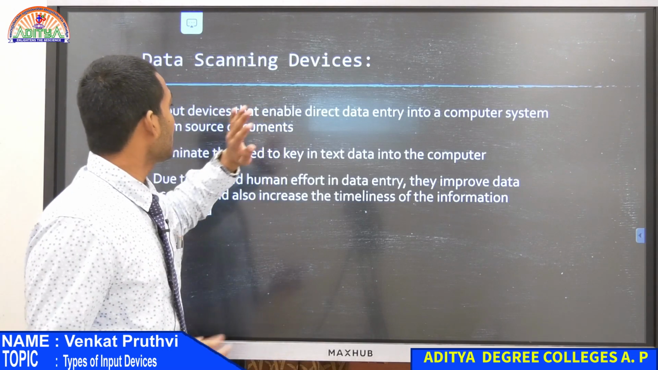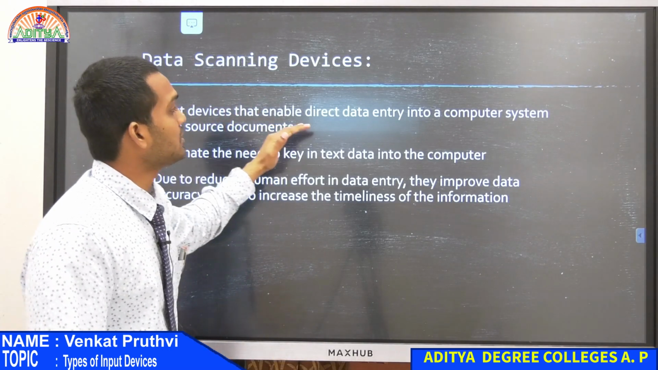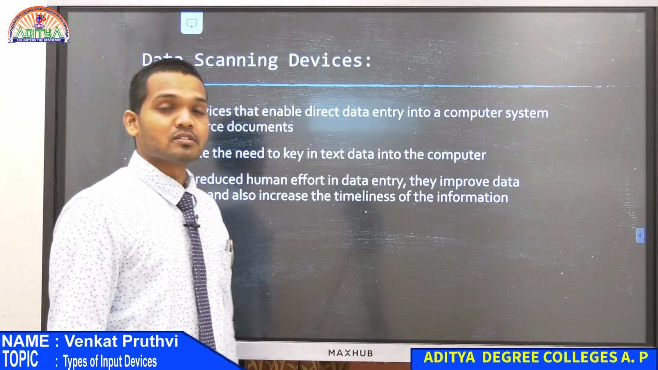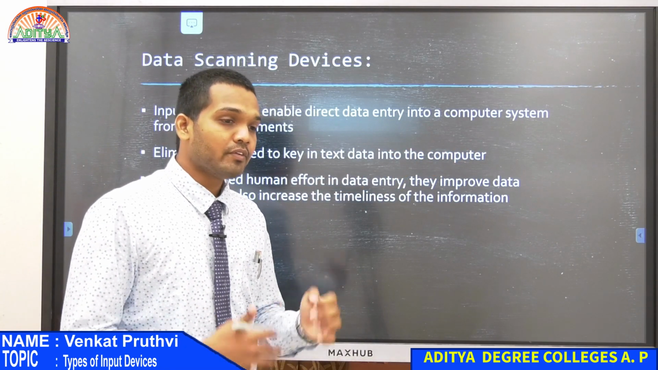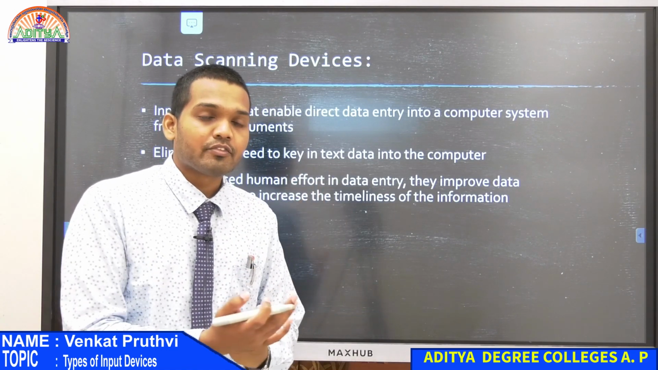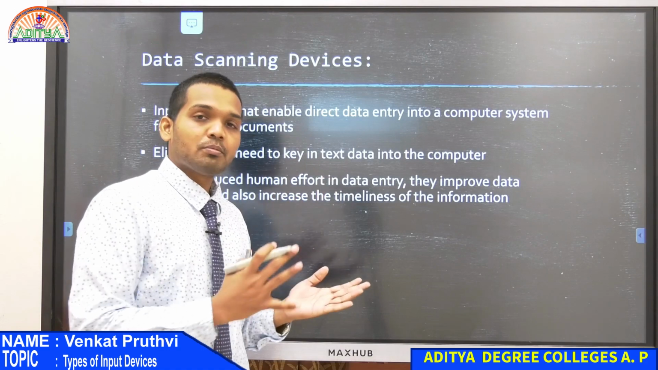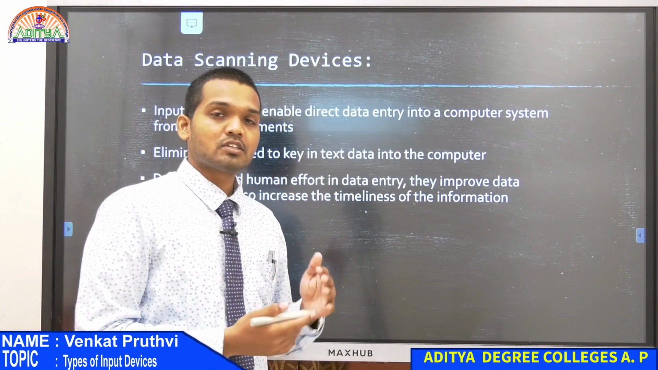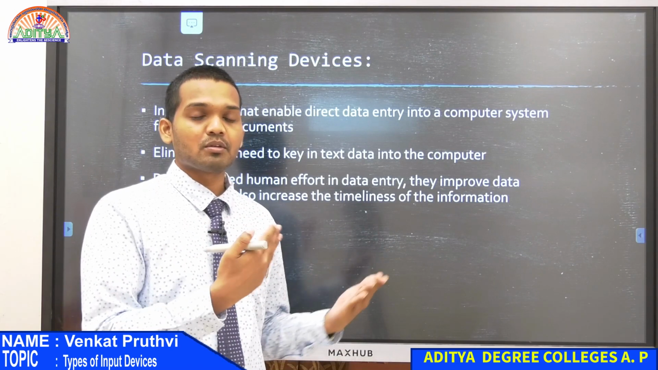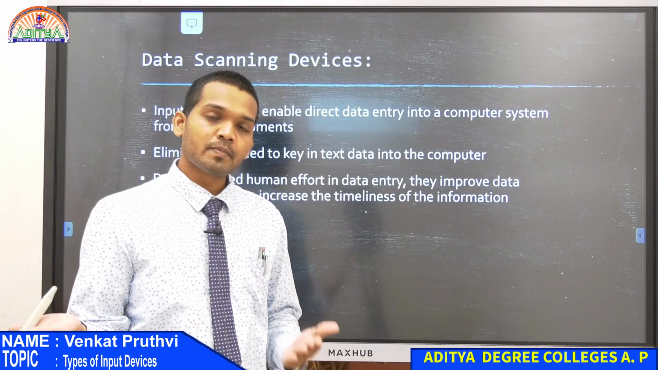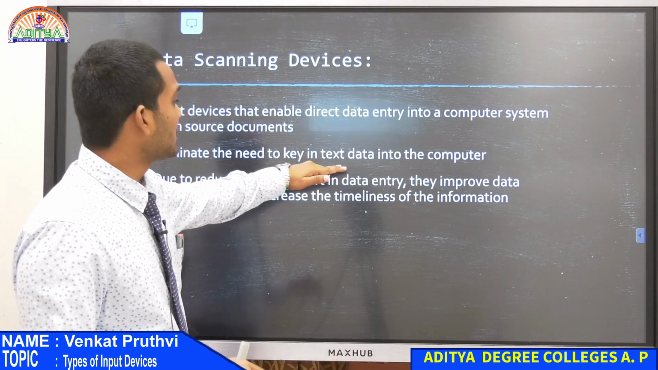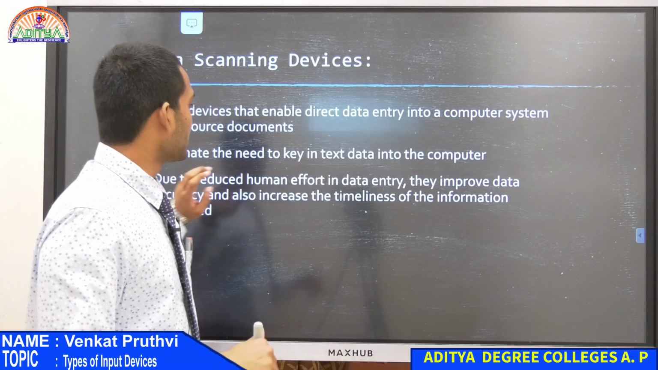So these data scanning devices, what are they? Input devices that enable direct data entry into a computer system from source documents, directly from the document. You are nowhere typing on the keyboard, or sending it through any other way, but directly from the hard copy of the document you have in your hand, you are just putting that into your machine, and that machine is taking care of all the scanning process and converting it into your soft copy on the computer. Now, eliminate the need to key in text data into the computer.